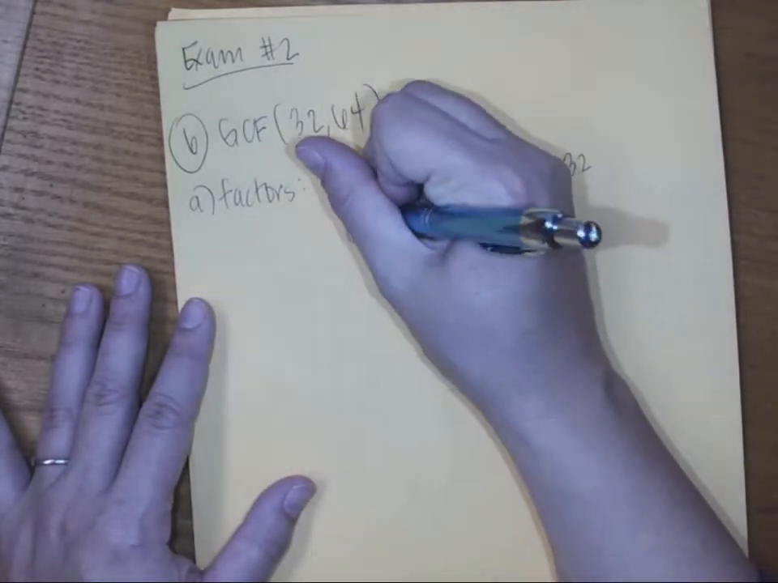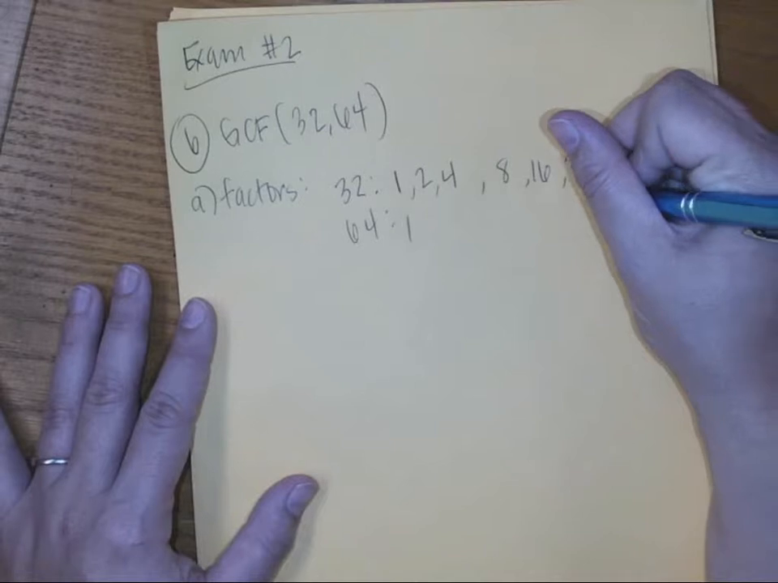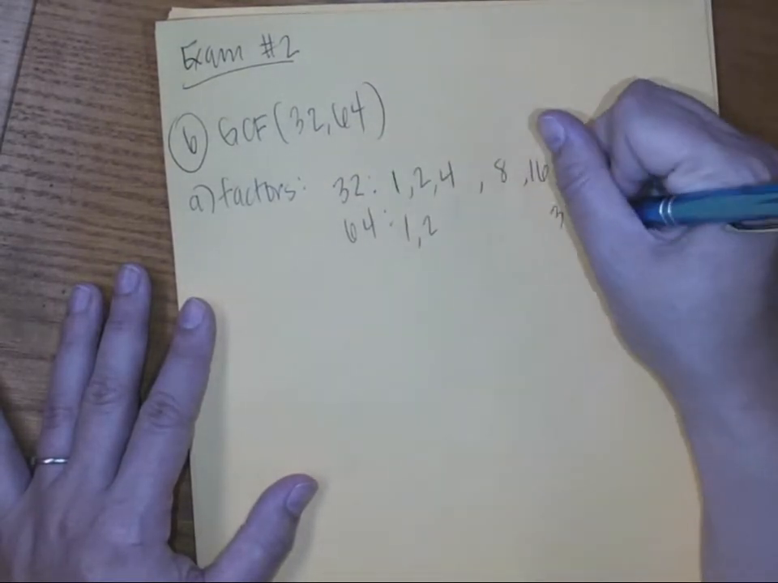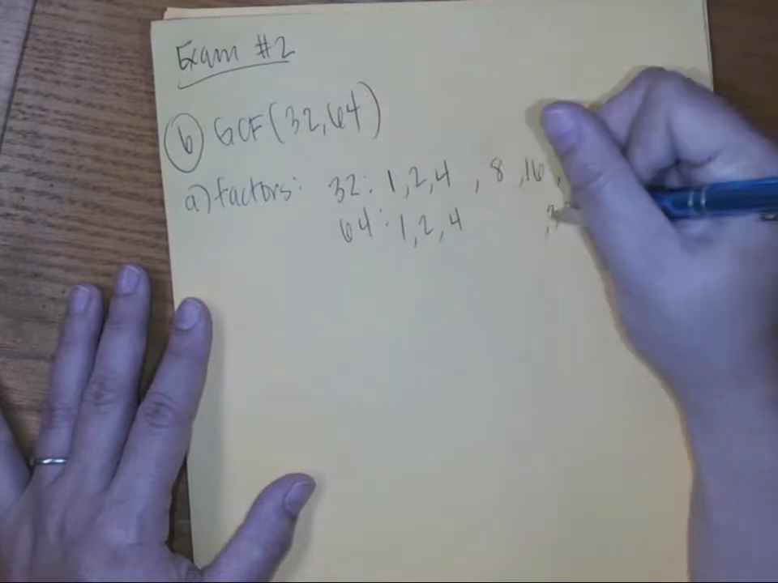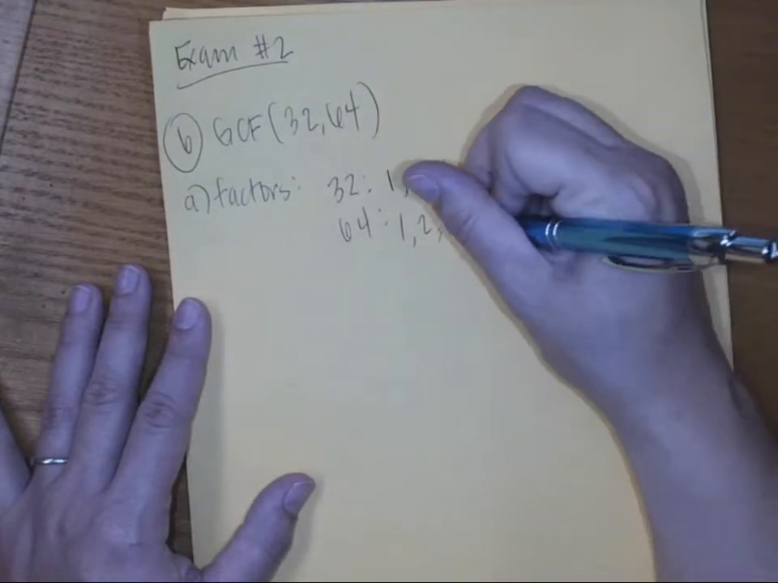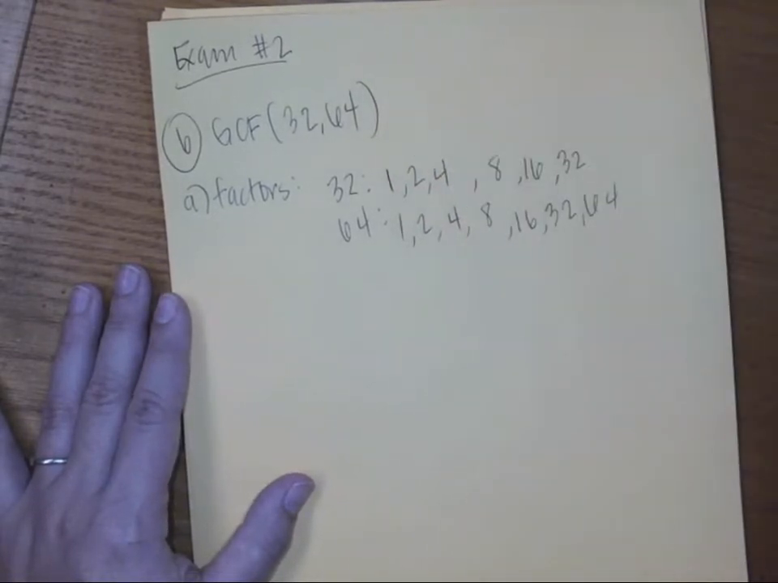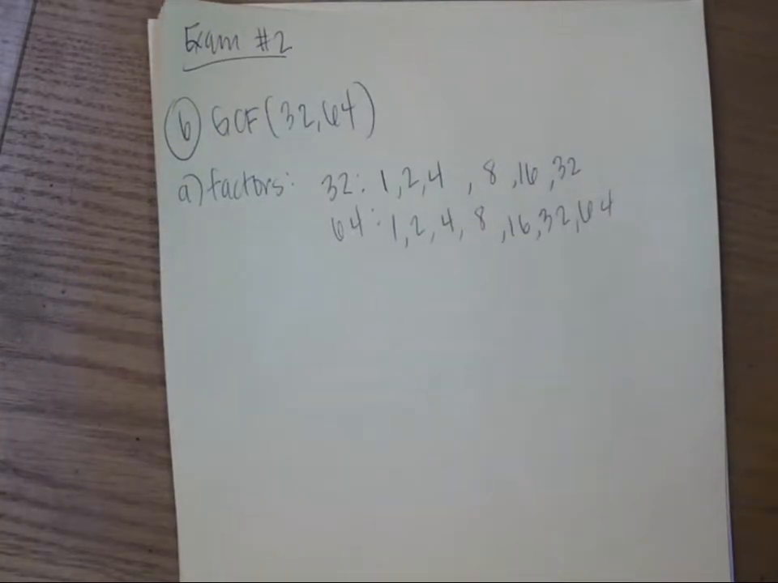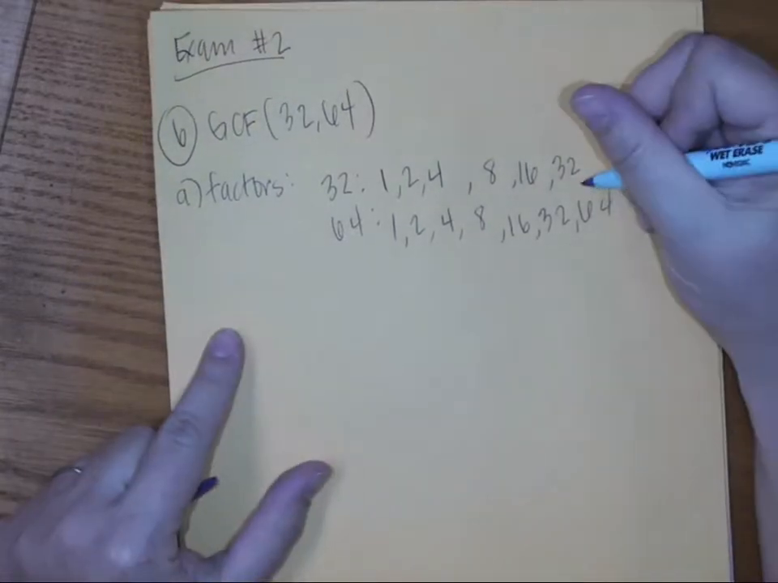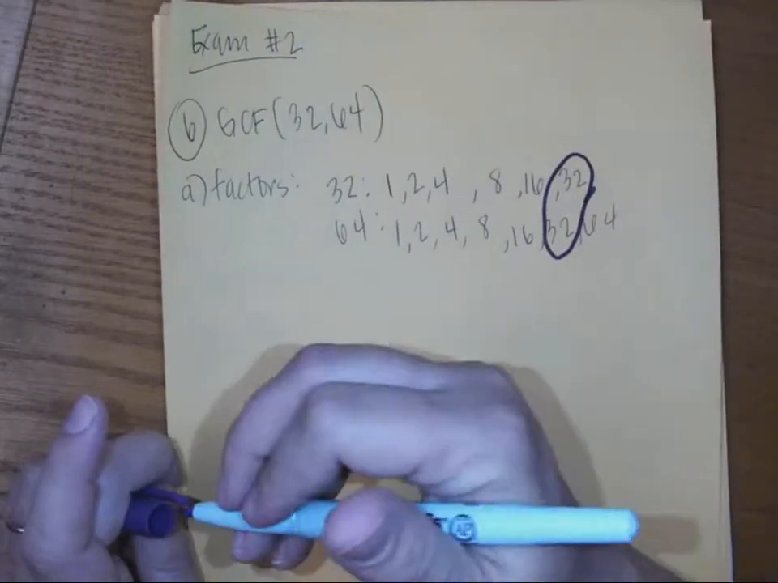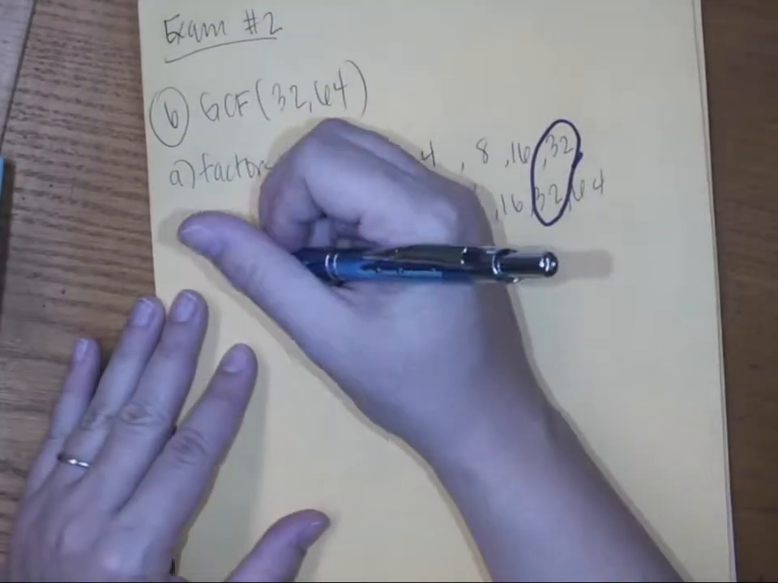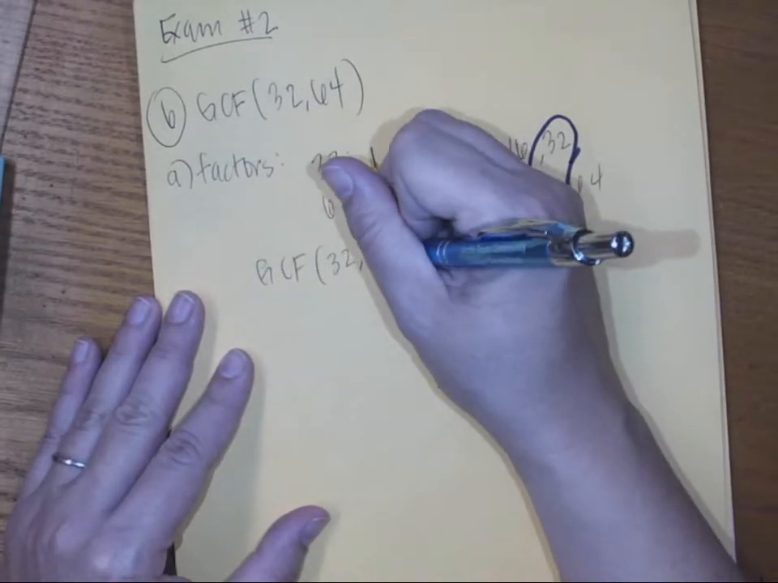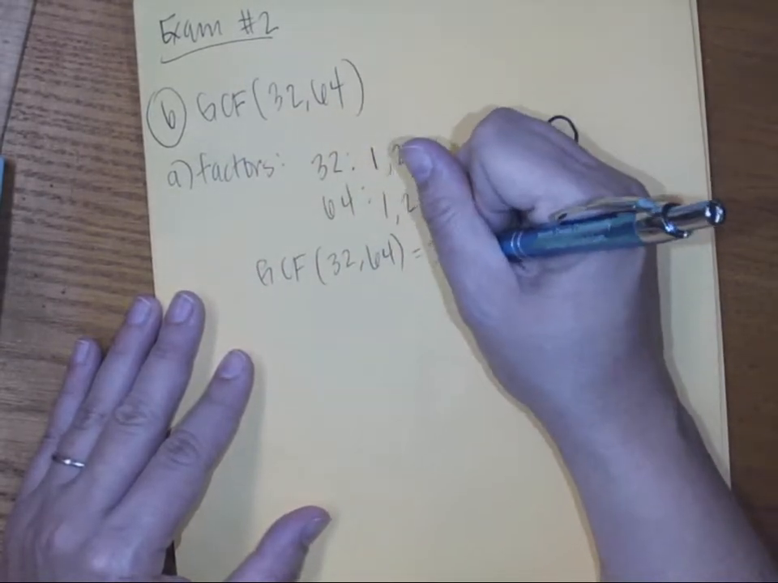The factors of 64 are 1 and 64, 2 and 32, 4 and 16, and then 8 times 8. So there's all my factors. The way I find the greatest common factor is the biggest number they have in common. And in this case, 32 is the biggest number they have in common. So the greatest common factor of 32 and 64 is 32.